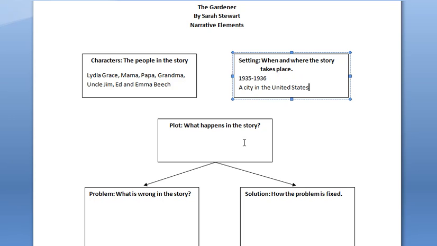The plot tells us what happens in the story, and it can be broken into two parts. The problem, what is wrong in the story, and the solution, how the problem is fixed. Let's start with the problem.